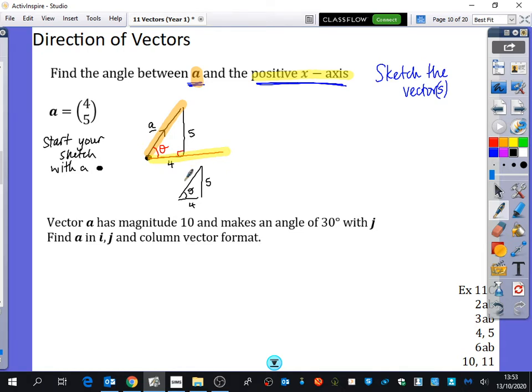SOHCAHTOA, good. So with SOHCAHTOA, which one's it going to be, SOH, CAH or TOA? TOA. So we get tan theta is the opposite divided by the adjacent, 5 over 4. So we're going to do inverse tan of 5 over 4. And we're just going to give our answer to one decimal place. And that's 51.3 degrees.